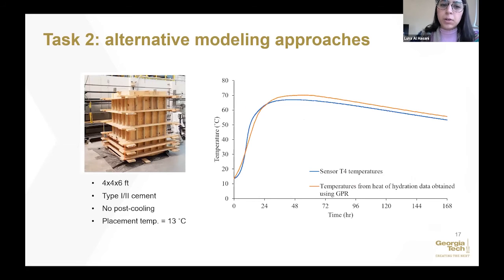I have used the model to see how it would do on the first mid-scale experiment. So I extracted the heat of hydration predictions from the machine learning. I plugged them in the finite element software that we've been using, and the prediction for the internal temperature is in orange, which matches very well with the sensor data.